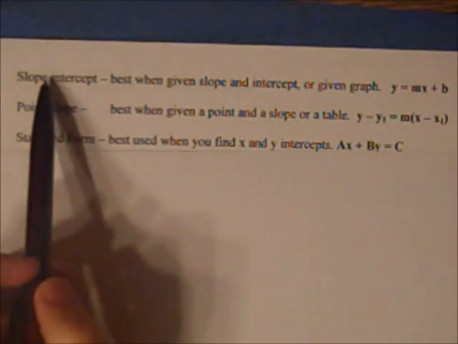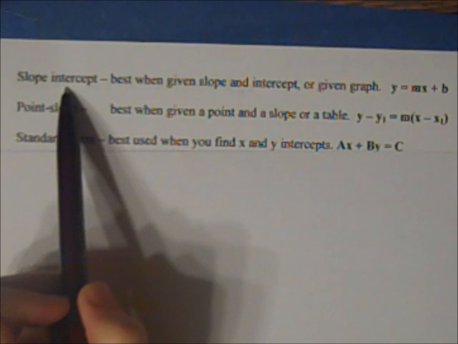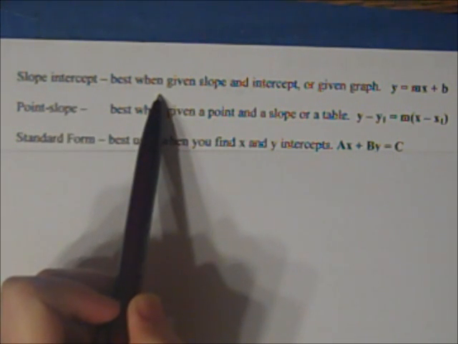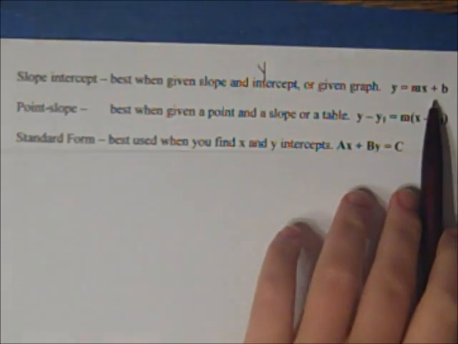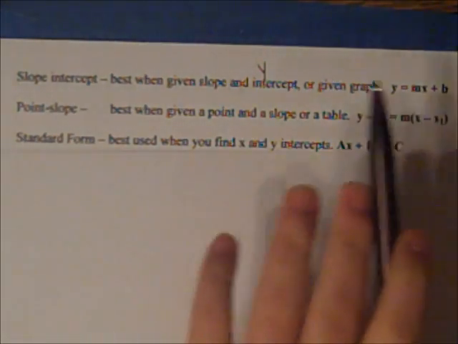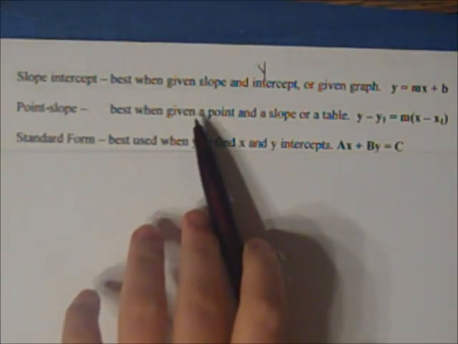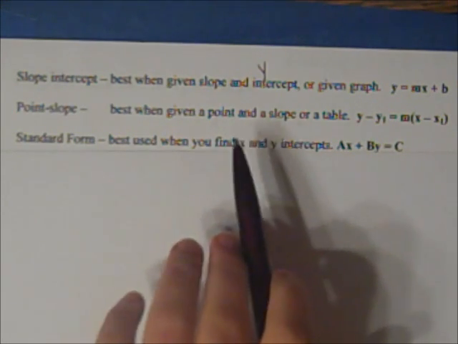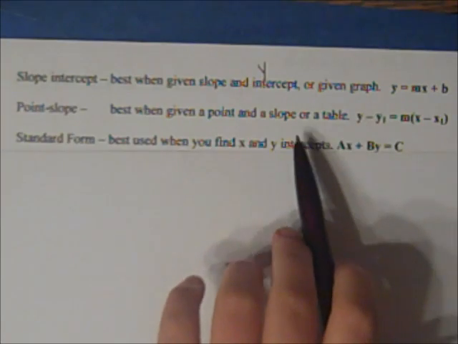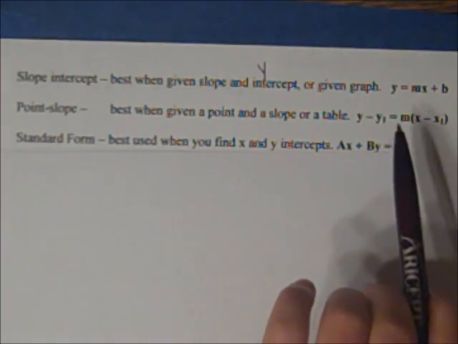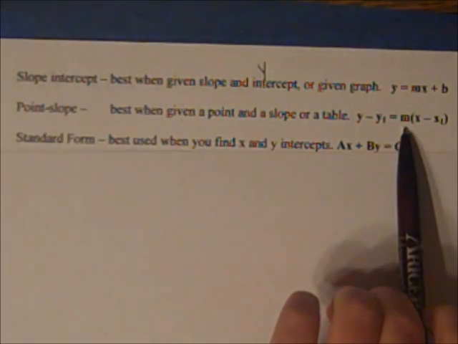Okay, so the three forms for a linear equation. Slope-intercept form is best used when given a slope and the y-intercept. Or if you have a graph, it's the easiest to graph, and that's y equals mx plus b. Point slope is best used when given a point and a slope, hence point slope formula. Or if you're given a table, you can get the slope and then have a bunch of points to choose from. So that's slope and point slope.